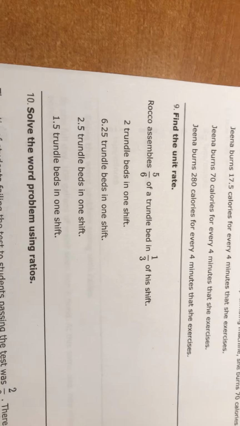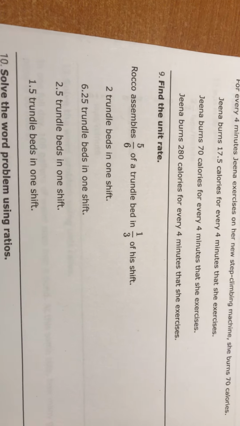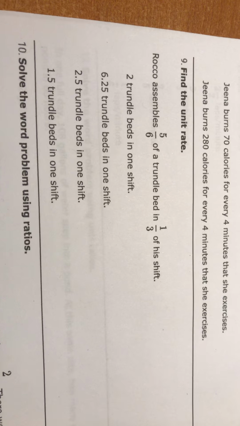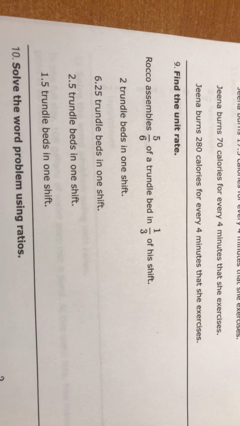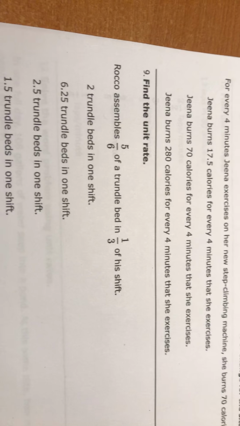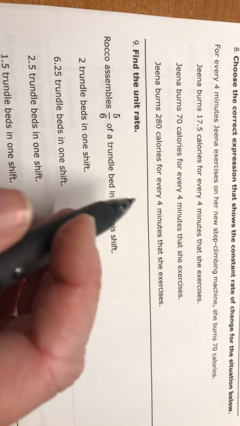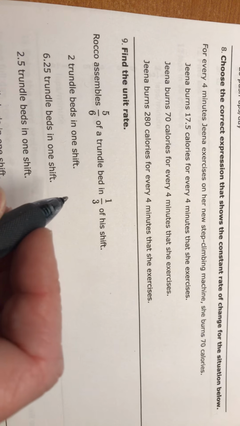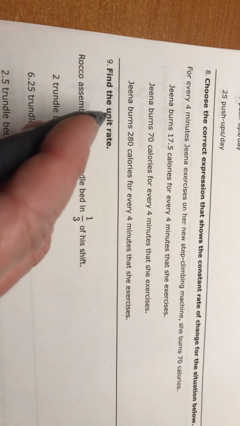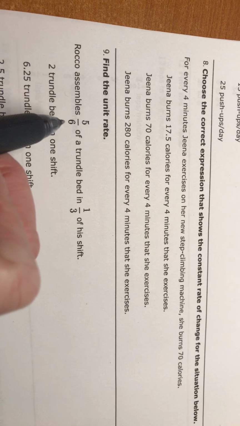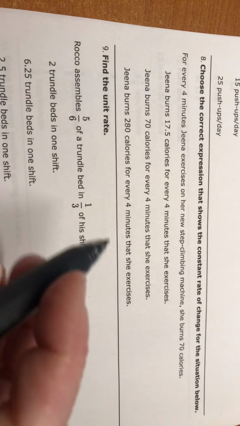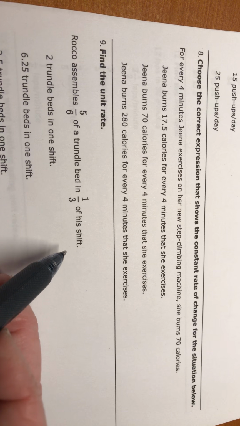This one isn't any different from what we've been doing, except they throw fractions at you. Okay? If we set this up like we've been doing the other ones, it's going to look weird, but just go with the flow. All right? So Rocco assembles 5/6 of a trundle bed in 1/3 of his shift.